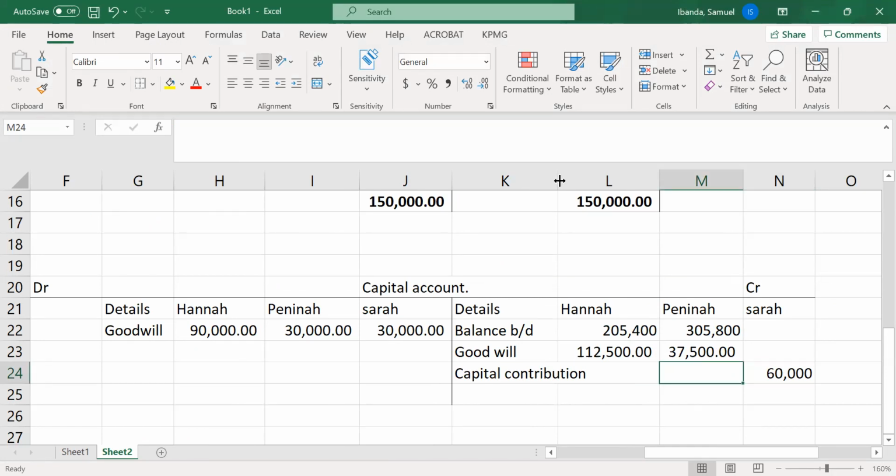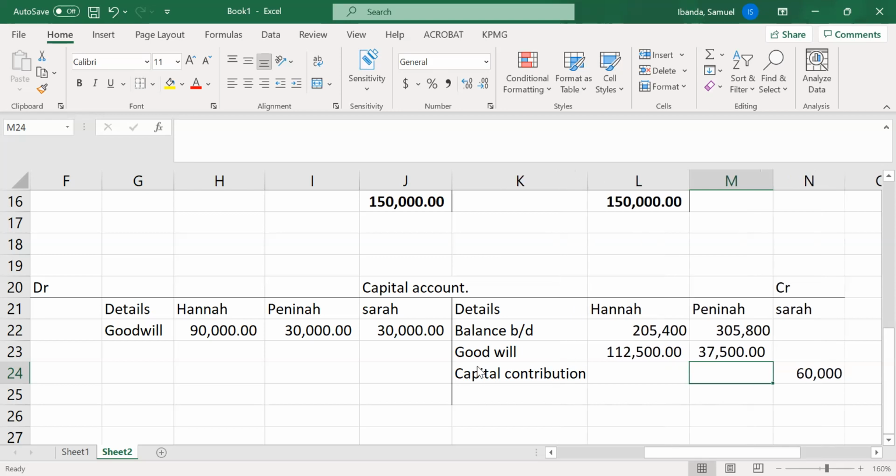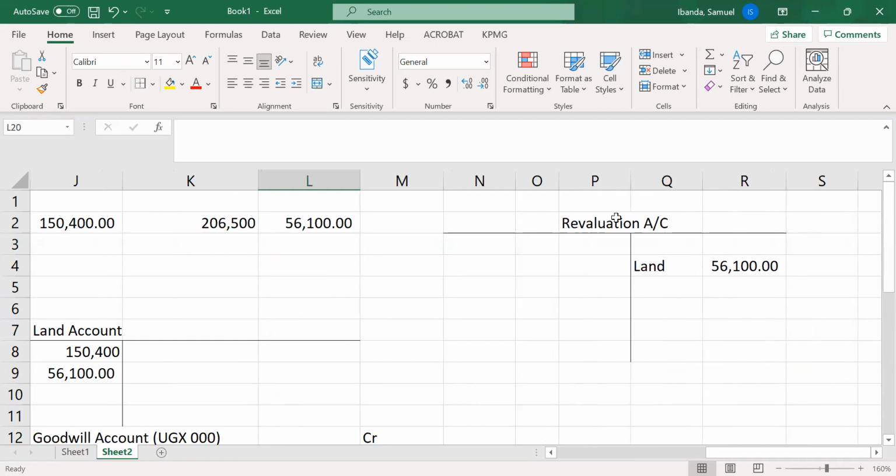Now, one of the things that you also understand is that whenever we have a revaluation, you saw our revaluation account. After you have looked at your revaluation account and balanced it off, you get your so-called revaluation gain. You get a revaluation gain here, the total that you get on this account, the balancing figure.